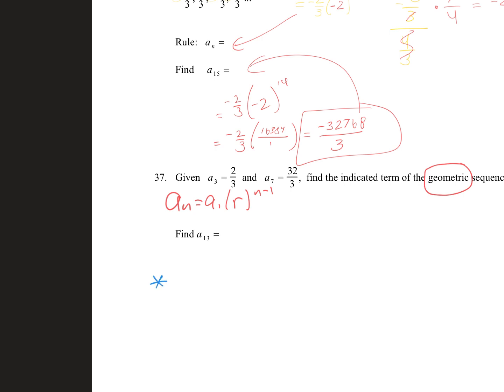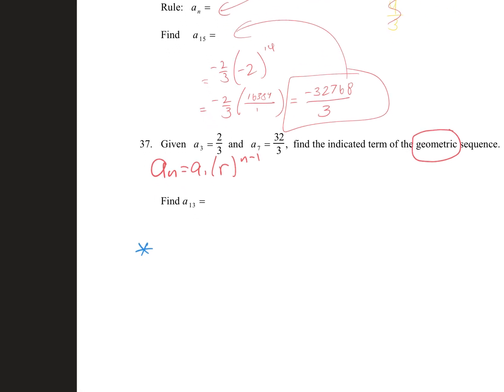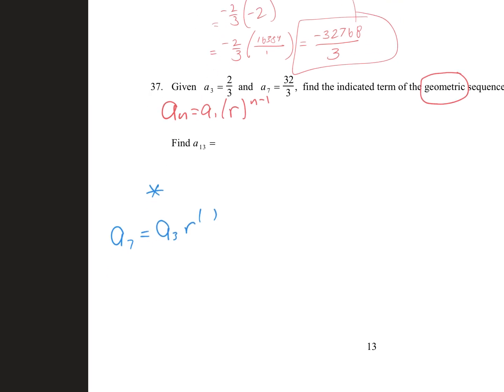You always find the r first. So you take the two things that they gave you. They gave you the 7th term and the 3rd term. I'm going to say A7 equals A3 times r to a power. What is that power going to be? How far away is 7 from 3? This is 4 spaces away.